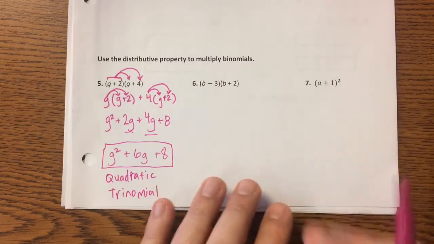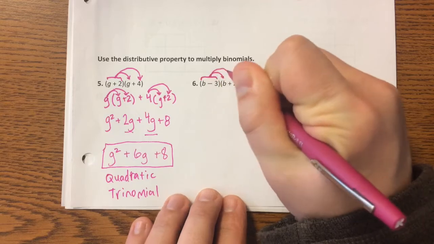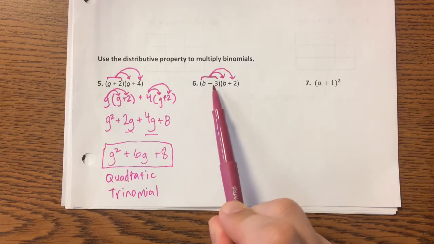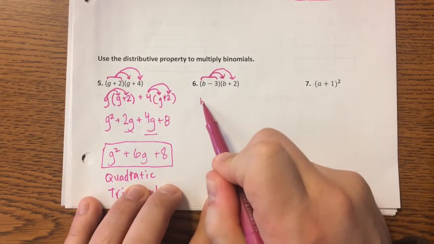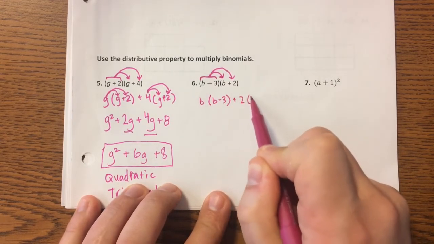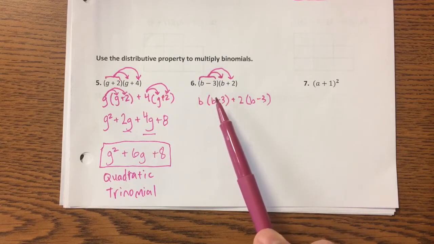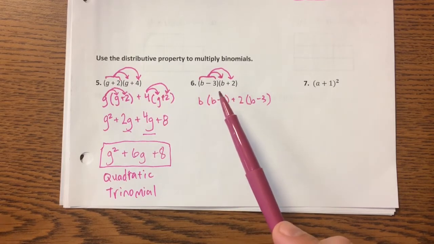Let's try number 6. We're going to distribute b minus 3 to both of these. Okay? So we're multiplying b minus 3 times b and b minus 3 times 2. So I'm going to set this up as b times b minus 3 plus 2 times b minus 3. In other words, what's really going on here, y'all, is we are multiplying every term in the first polynomial to every term in the second polynomial.